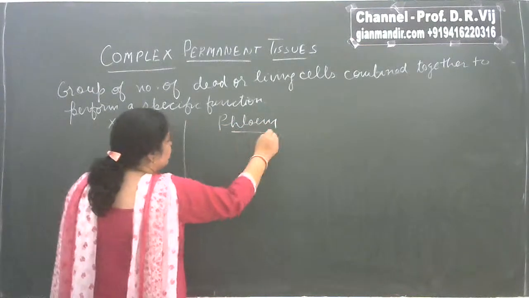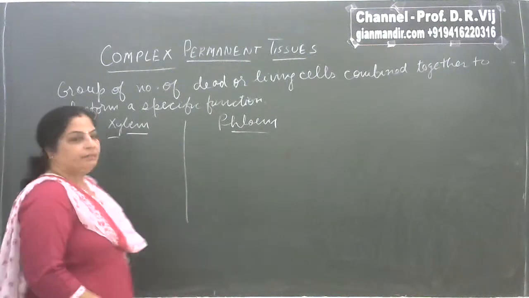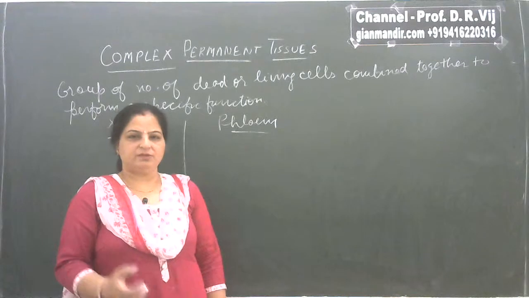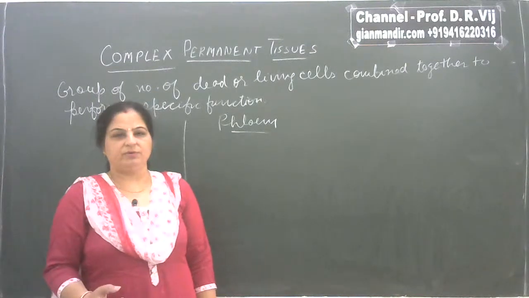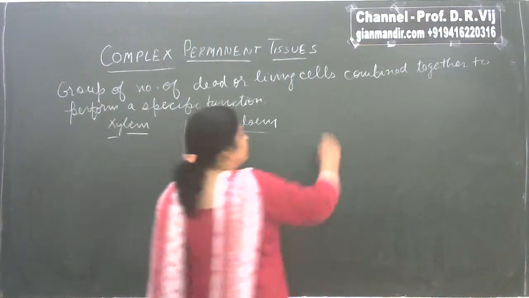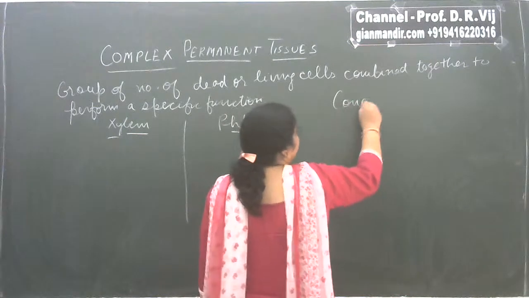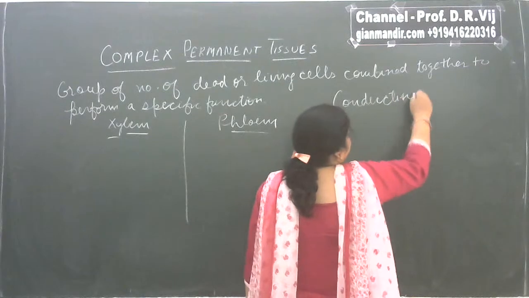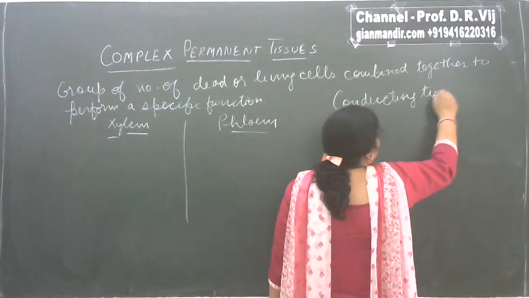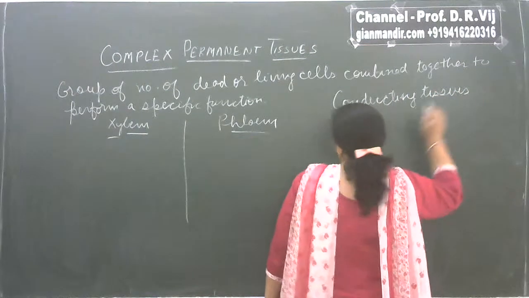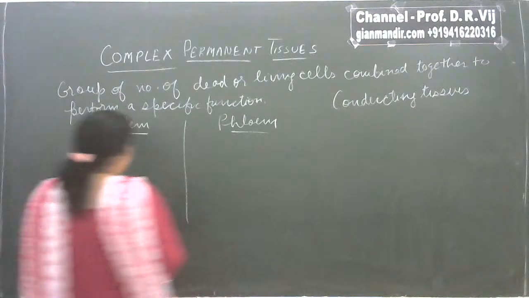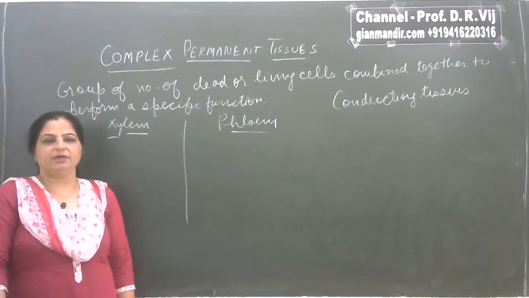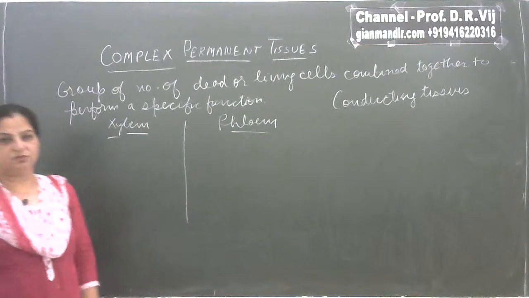phloem. So if we compare xylem and phloem, as you know, their function is to transport various materials from one part of the plant to another. So xylem and phloem together are known as conducting tissues or vascular bundles, as they carry various materials from one part of the plant to another. If you compare the process of conduction through xylem and phloem, there are a few differences between them.